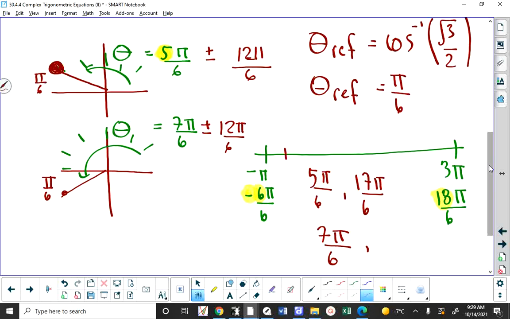Negative 5 pi over 6 is a little bit more than negative 6 pi over 6. And if you subtract 12 pi over 6 again, you will be outside of the domain on the left side. And these are diploma-style questions. I call it a goofy domain, but it's something that you do need to know how to wrap your head around.